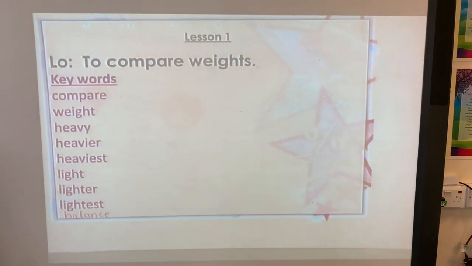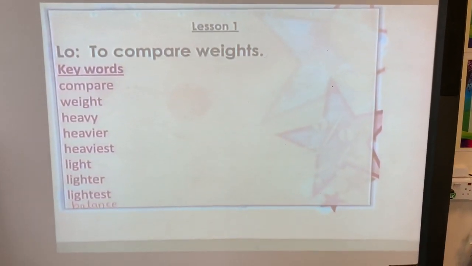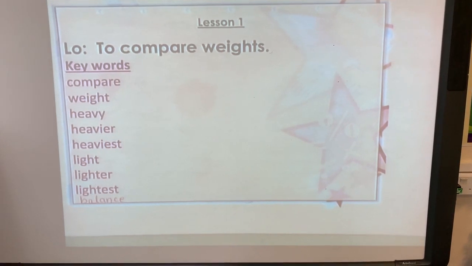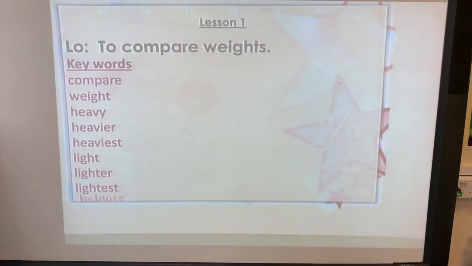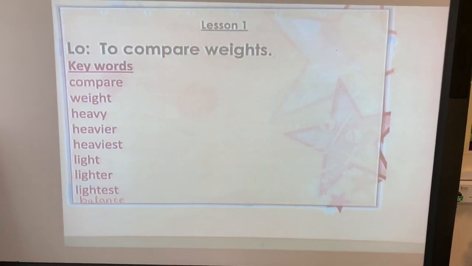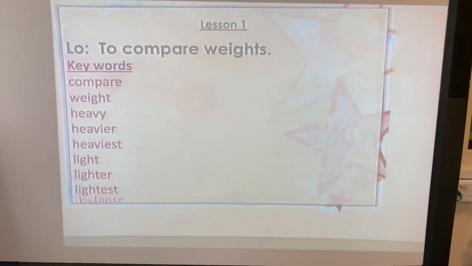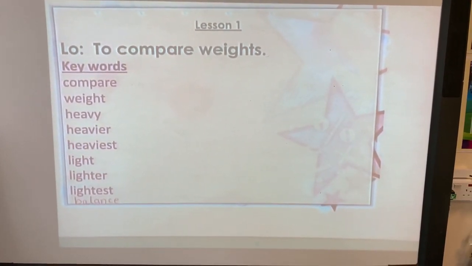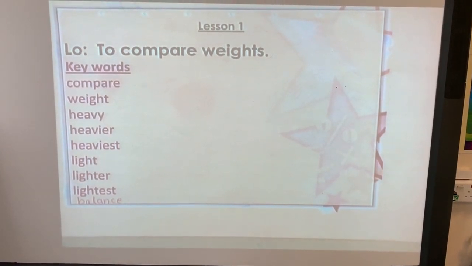Year 1. This week in our maths lesson, we are going to look at weights. Okay, last week we looked at lengths, so this week we are going to look at weights. These are the keywords we are going to use: compare, weight, heavy, heavier, heaviest, light, lighter, lightest, and balance.